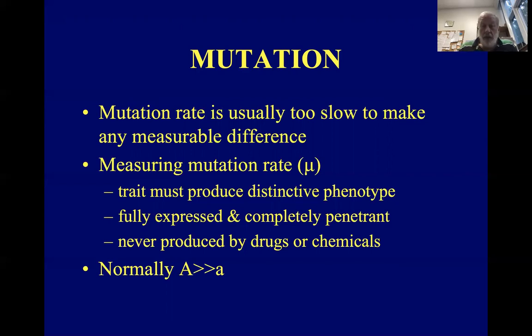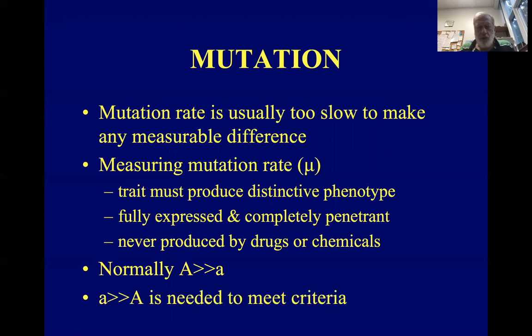And normally, dominant alleles mutate to recessive ones, and that we can't detect, so we have to have a situation where a recessive allele mutates to a dominant allele, and then we can see a phenotypic change there, and we know that that individual is a mutant individual.